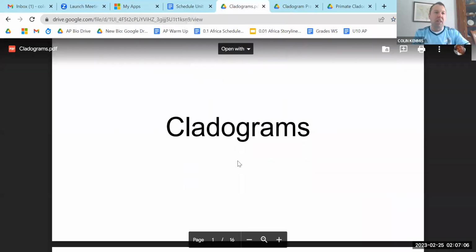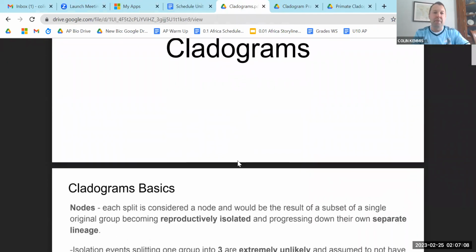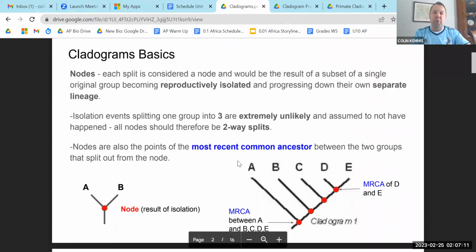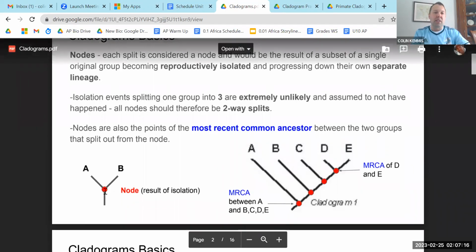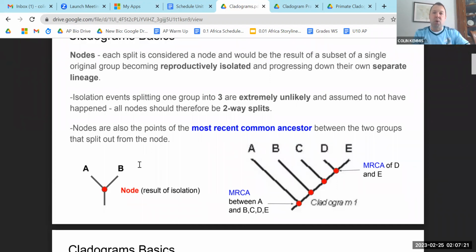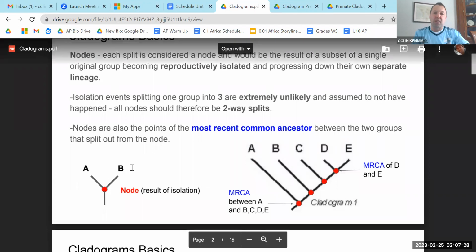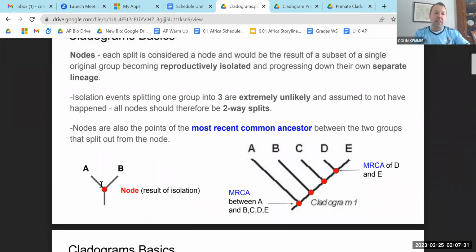As far as notes today, I'm in the cladograms. And the first part is just to figure out what stuff is. So a node is a split between evolutionary lines. And that means that these organisms aren't breeding together anymore. Okay, they are reproductively isolated. And there's always a two-way split. There's never three. And then the node where those lines actually split is also called the most recent common ancestor. And I just call it the common ancestor for short.